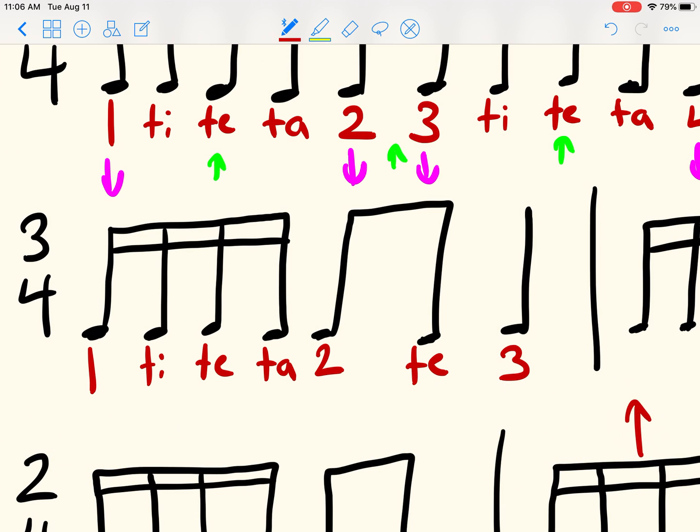I'll go on to the downbeat. Let's try it again. 1, 2, 3, 1, ready, go. 1 ti teta 2 te 3, 1.